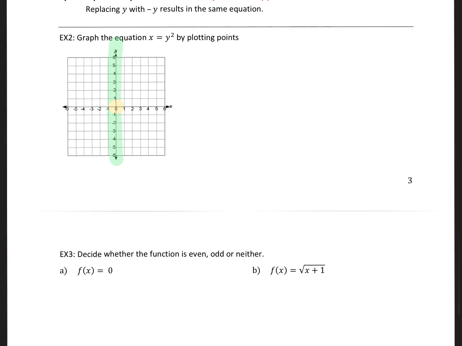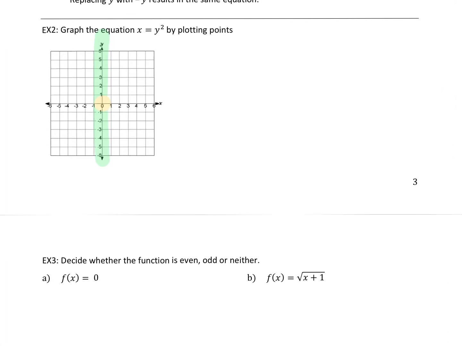So example 2. Graph the equation x equals y squared by plotting points. So usually, for something squared, I like to have at least 5 points. So I'm going to go ahead and make a table of values. And let's see, it's easiest if we pick a y value and we can solve for x. I'm going to go ahead and pick a few negative values and a few positive values as well. And I always like to include 0.